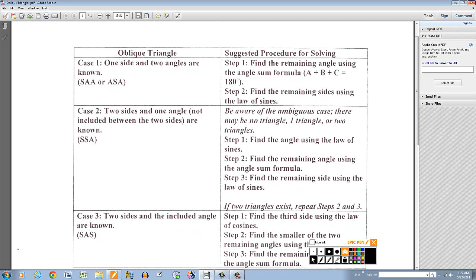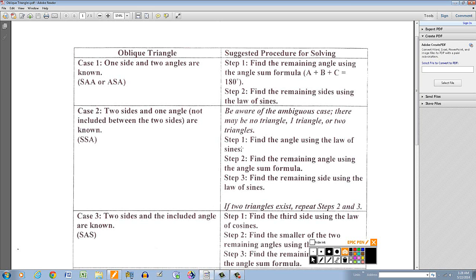Step 1, you're given, again, two sides and the angle opposite one of the sides. So step 1 says find the angle using the law of sines. You're going to set up the formula for the law of sines using the information given, and find the value of a second angle. And then step 2, now you know two angles, find the remaining angle using the angle sum formula. Once you find that second angle, you just add them up, subtract from 180, and you have it. And then step 3, find the remaining side using the law of sines.